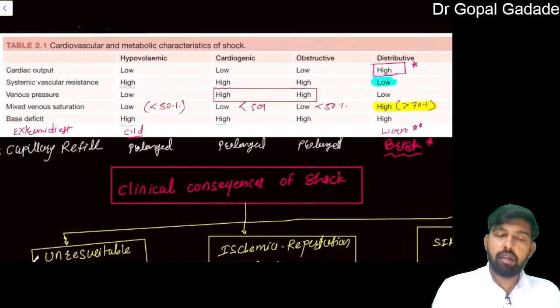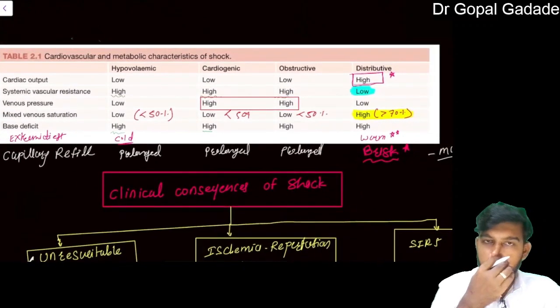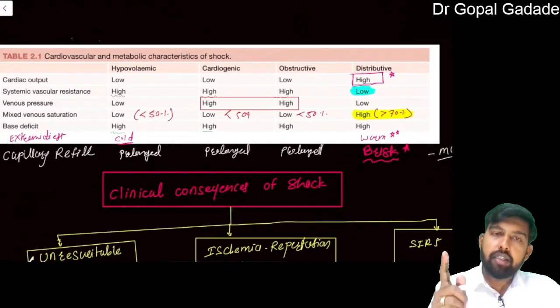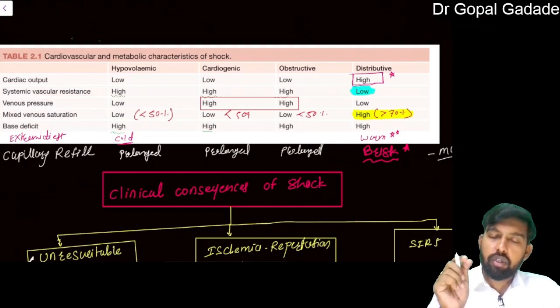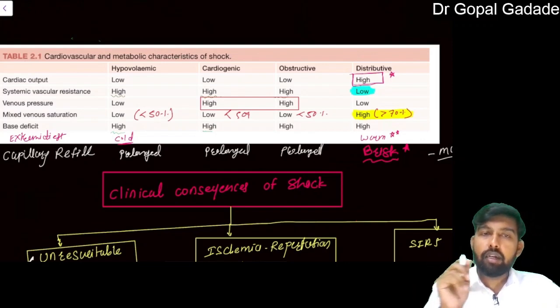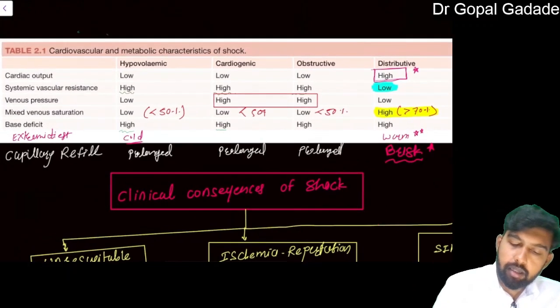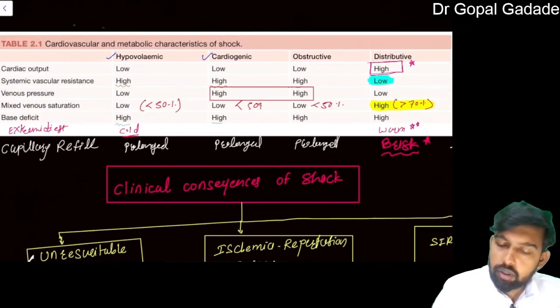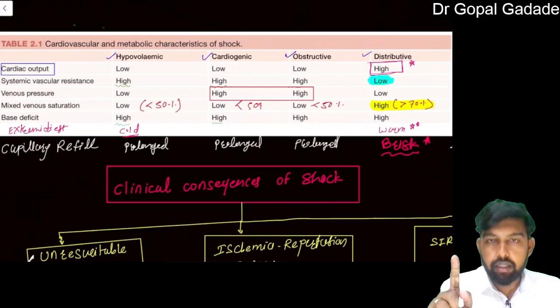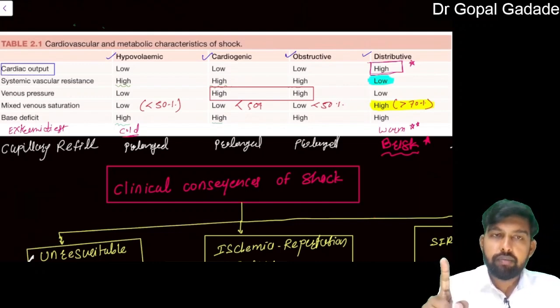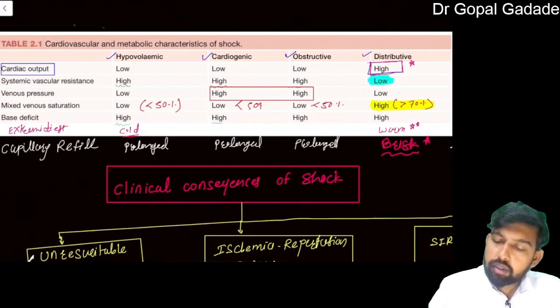So let's learn this very important chart given in Arthur Lal, which differentiates the different types of shock, and it states the specific features related to each type. Basically, remember that there are four types of shock: hypovolemic shock, cardiogenic shock, obstructive shock, and distributive shock. So what is the effect on the cardiac output? Remember that in all shock the cardiac output is decreased except in distributive shock.